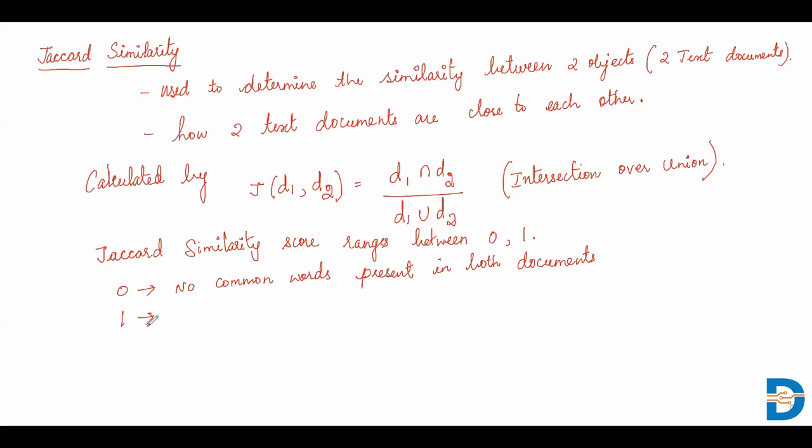And if it is closer to 1 or if it's 1, then they are identical. So if it's exactly 1, then we can say that both the documents are identical. Based on this Jaccard similarity score, we can say how much both the documents have in common, how close they are to each other, right? So basically, this Jaccard similarity will check the similarity between two documents by taking the common elements over the total unique elements. Okay, so let's see this with an example.